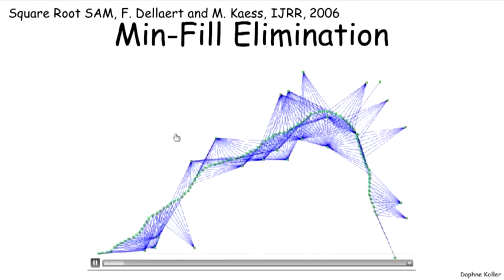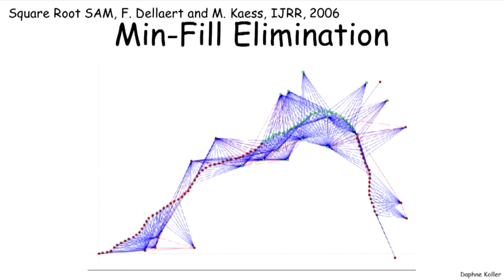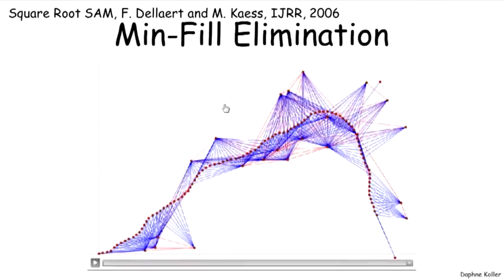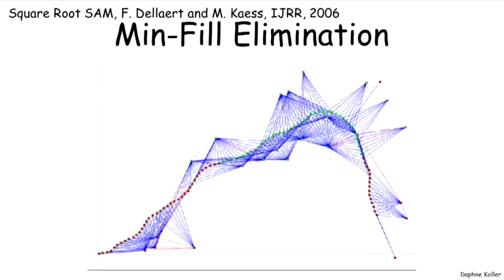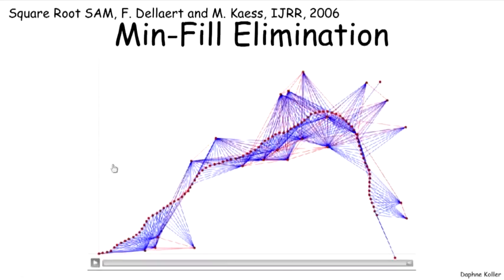And finally, let's look at the result of min-fill elimination. What you're seeing is the fill edges being constructed. And you can see that it's actually very sparse. Let's look at it again. Very few fill edges are actually added over the course of the trajectory. And so the elimination ordering makes a very big difference.